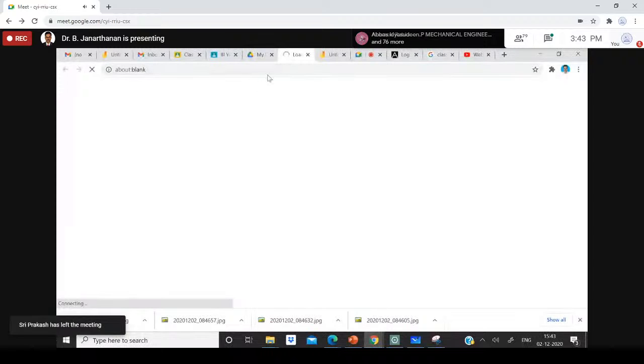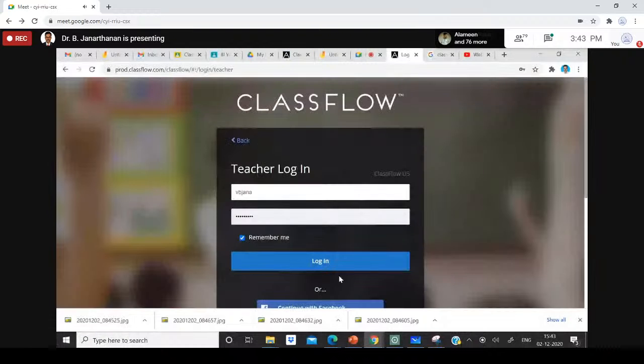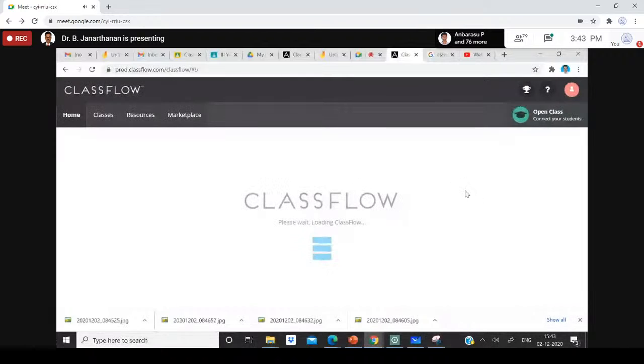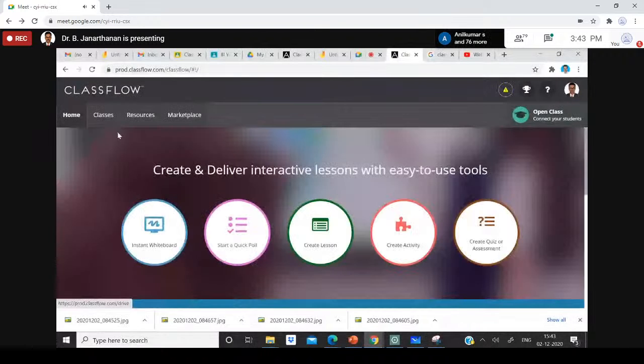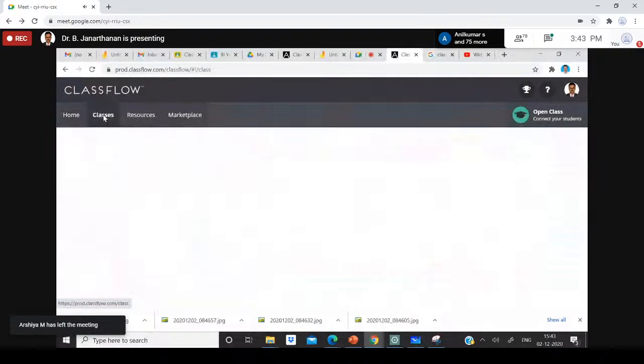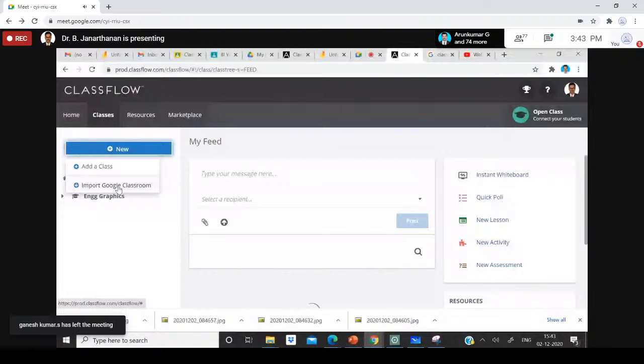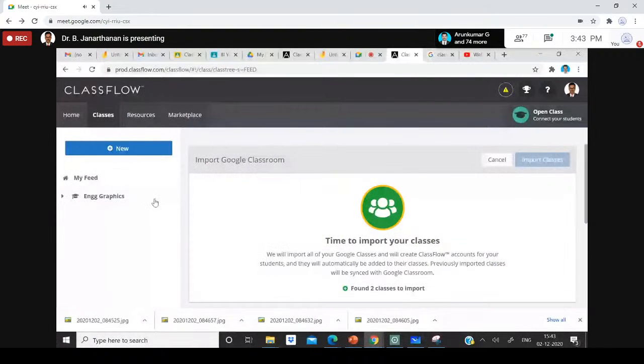Now I'll show you how to access Google from the class flow account. Somehow it is not opening, it is not logging into my account. So here, to add Google Classroom into class flow, go to Classes. Click on New, then Import Google Classroom. If you click on Import Google Classroom, it has found two classes to import. If you want to import these classes, you can import them from Google Classroom also.